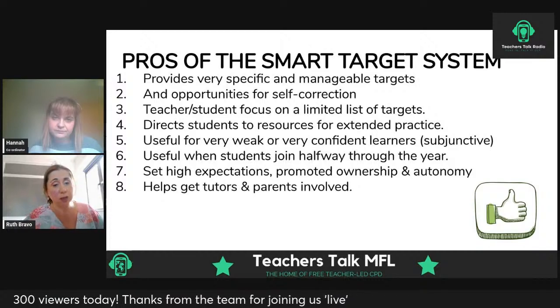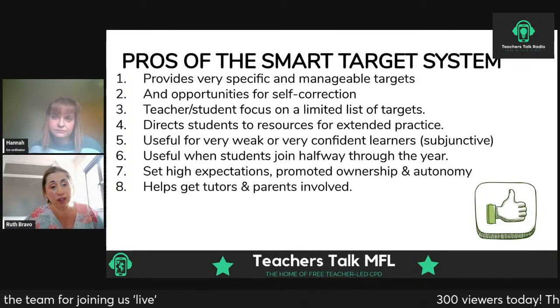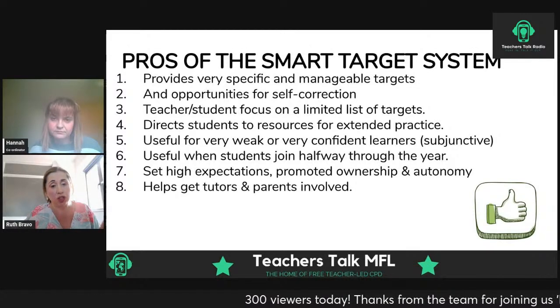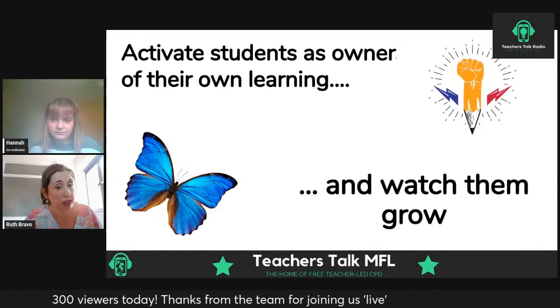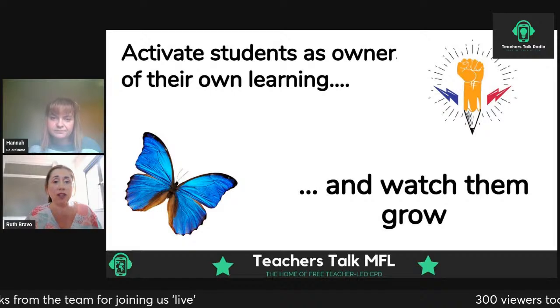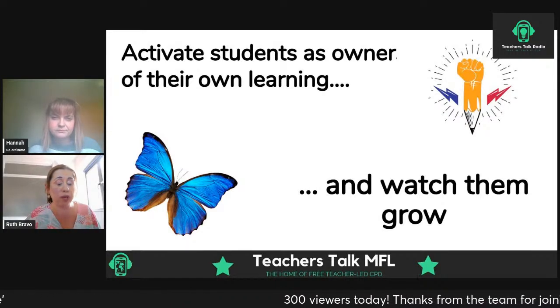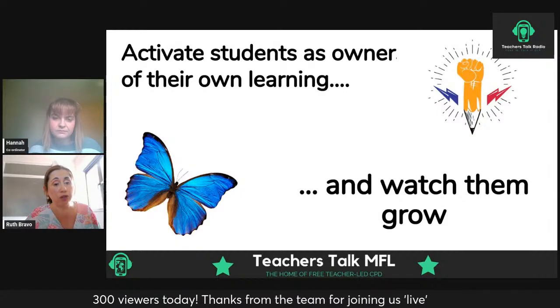It sets high expectations, it promotes ownership and autonomy, as well as self-efficacy, and it does help bridge that gap in the triangle of tutor, parent, teacher, with the student as the center figure of it. So we feel that it's been very, very powerful. It activates students as owners of their own learning, and it helps us watch them grow. And we can praise them when they go above and beyond and really focus on their targets.